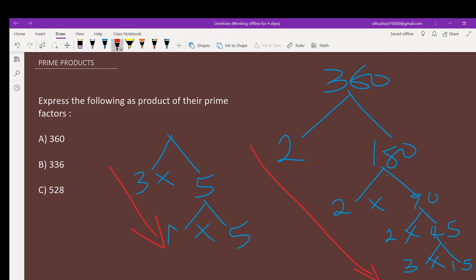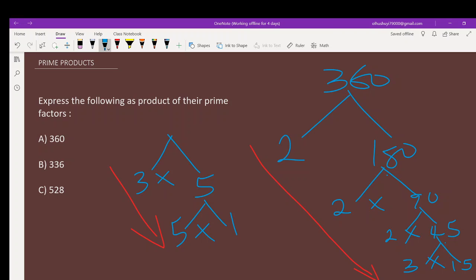Yes, 2 times this, 180. Then yes, break this down. 2 times 90. Then here 90, 2 times 45. Then this 3 times 15. Then this 3 times 15. Then this becomes what? 5 times 1. Yes, so you can just change this. You're going to be having 5 times 1.